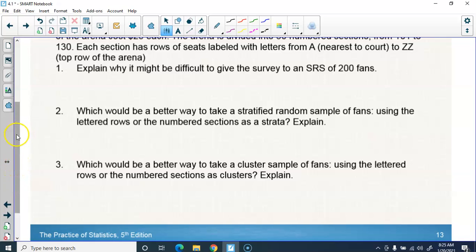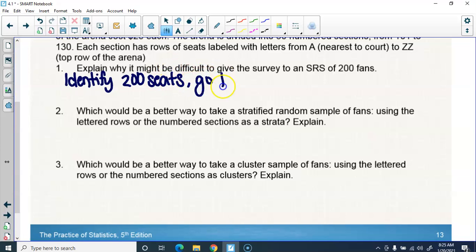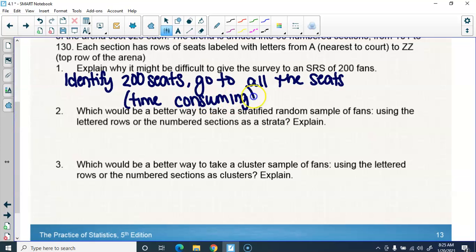Well, if we have 20,000 people at this game, to get a simple random sample, we're going to number everyone from 1 to 20,000, but then we have to go find each person. So the difficulty is identifying the 200 seats. That might not be too bad because you can use a number generator, but then we have to go to all the seats all over the place, which would be time consuming to find all 200 of them in random locations all over the stadium.